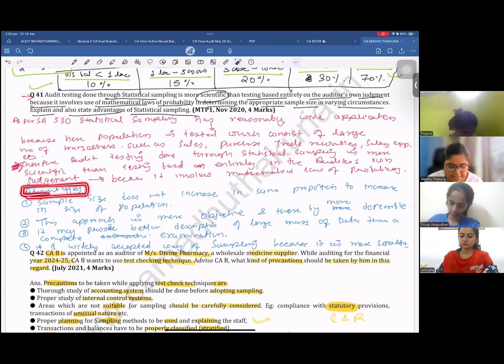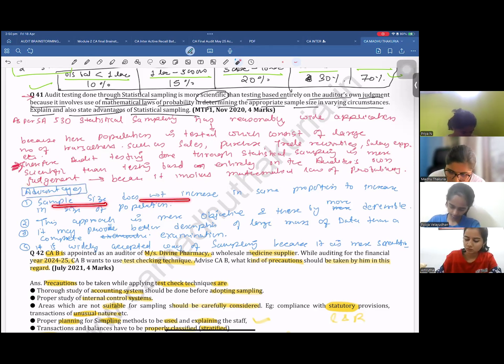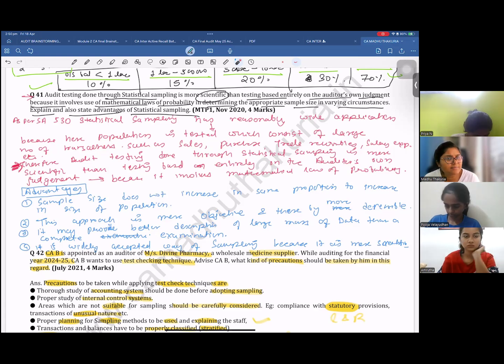Advantages of statistical sampling: sample size does not increase in the same proportion as the increase in the size of a population. This approach is more objective and thereby more defensible. When will it be defensible? For example, if the client says you didn't do the audit properly, or if in an inspection an EQCR reviewer comes and says you didn't do the audit properly, then you can say, I only applied statistical sampling. I did not use my judgment or anything. It is not a biased sample.